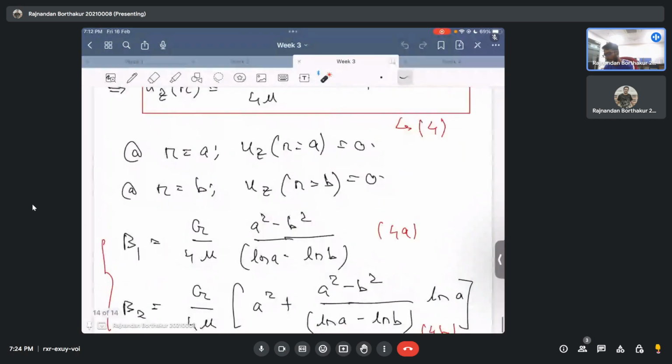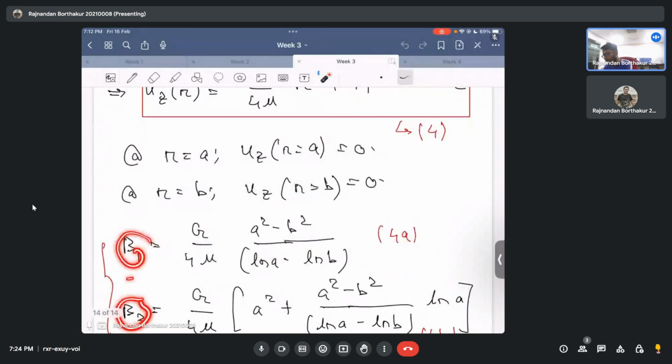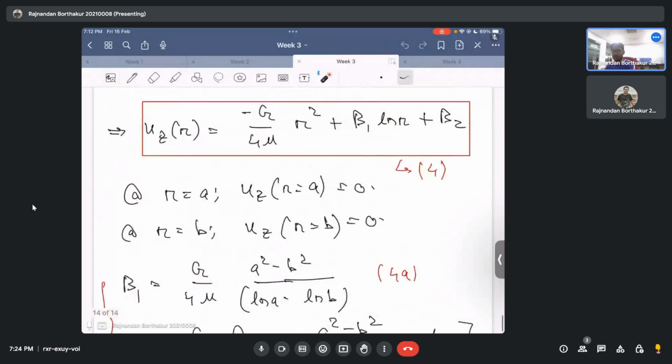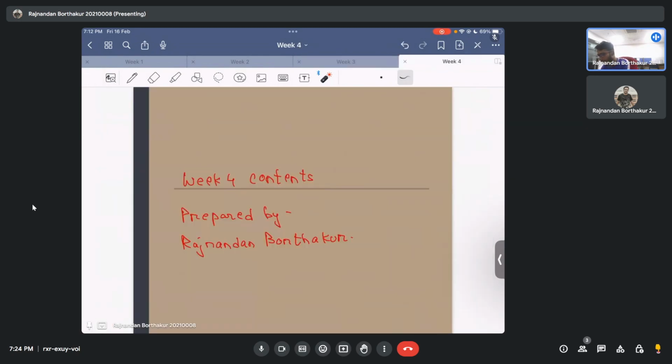And of course, if we plug in this b1 and b2 in the z direction velocity that we saw, this would give us the two velocity fields u theta and uz by separately solving the Navier-Stokes equation in the theta and z directions. So this was something that we did in the last class. However, I said that in this week, before starting anything new, we would recapitulate basically what we learned.